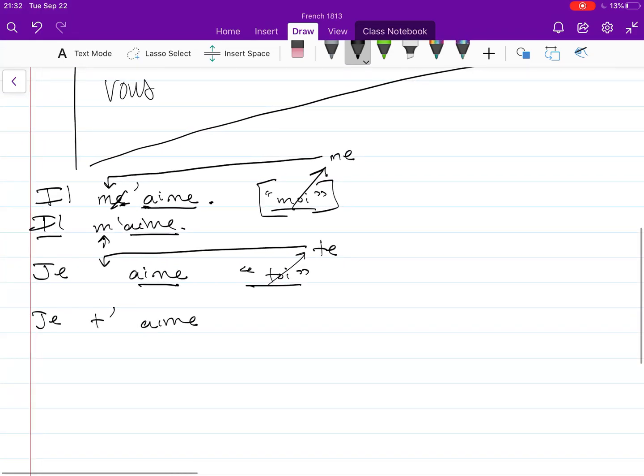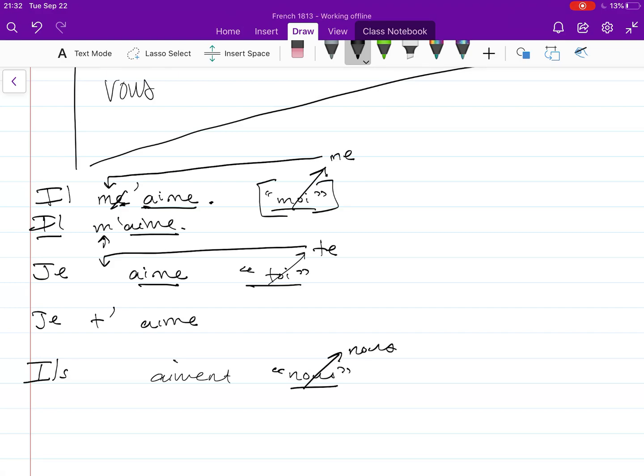Same thing for nous and vous. If I wanted to say maybe they love the idea here as nous. They love us. I'm going to replace that with nous. I'm going to put it in my sentence before my verb. Il nous aime. And put a period there. So I'm actually crossing out every single time. I'm crossing out what is representative here.